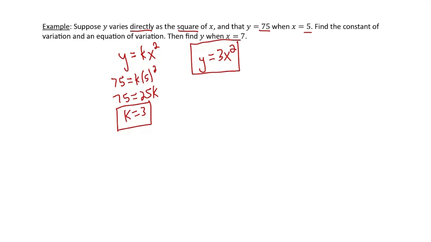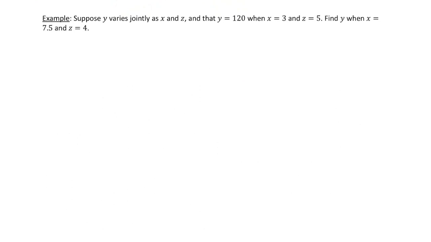Lastly, find y when x is 7. Well, we just need to plug in 7 for x here. And so we get y equals 3 times 49, which is 147. Right? 3 times 50 is 150, so 3 times 49 would be 3 less than that, 147. Okay, let's look at another example, this one with joint variation.